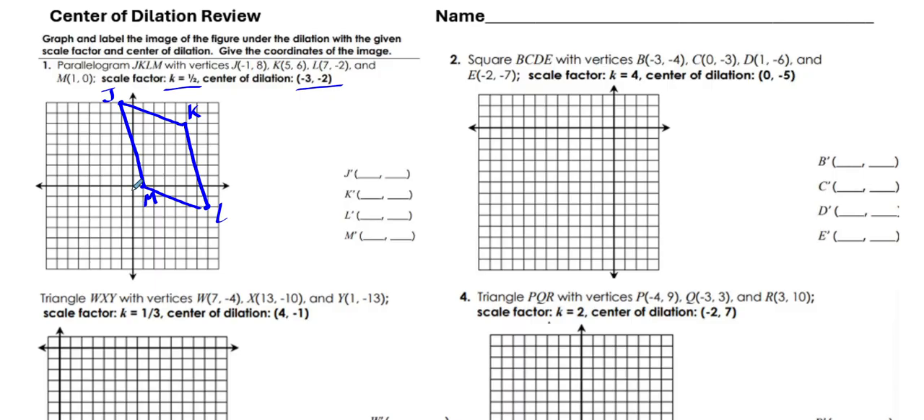So that's our original parallelogram. Our center of dilation is at -3, -2. And we're dilating by a scale factor of 1/2. So everything, the distance that everything is away from that center of dilation right now, it's going to get shrunk down by a factor of 2. So let's count how far J is away. 1, 2, 3, 4, 5, 6, 7, 8, 9, 10. It's 10 up and 2 over.